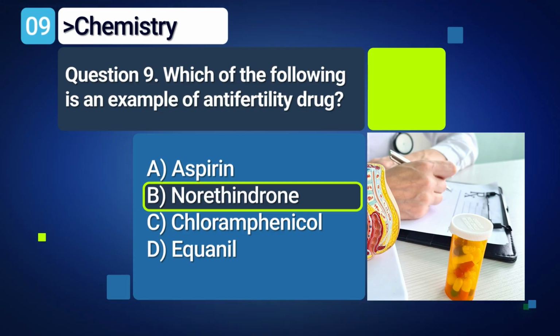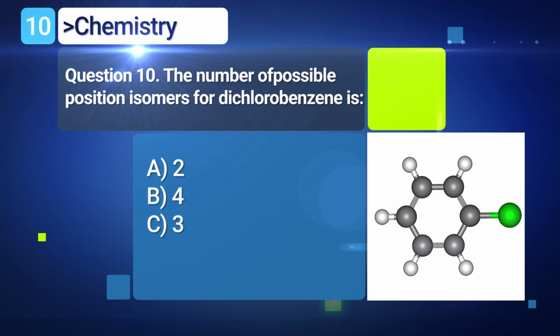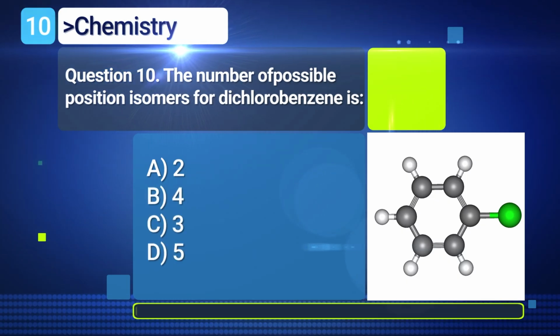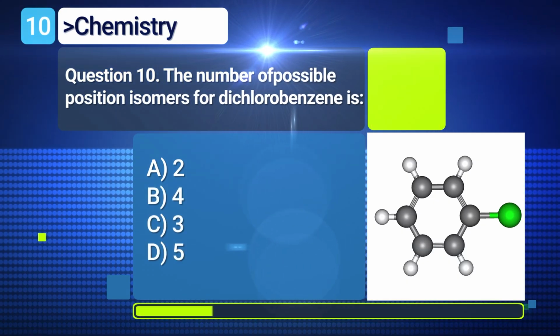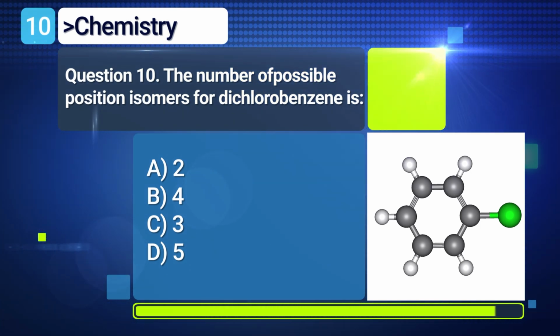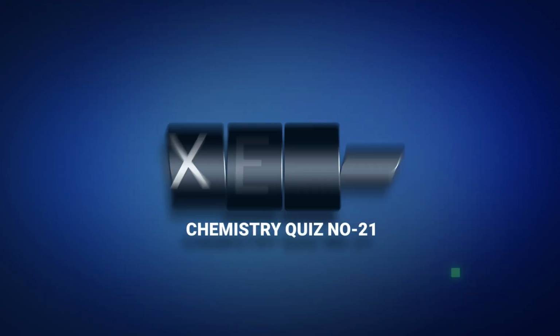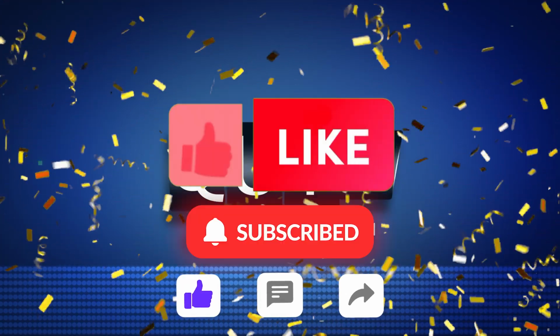Norethindrone. Question 10. The number of possible position isomers for dichlorobenzene is A. 2, B. 4, C. 3, D. 5. Answer: C. 3. If you got all 10 right, you're a chemistry genius.